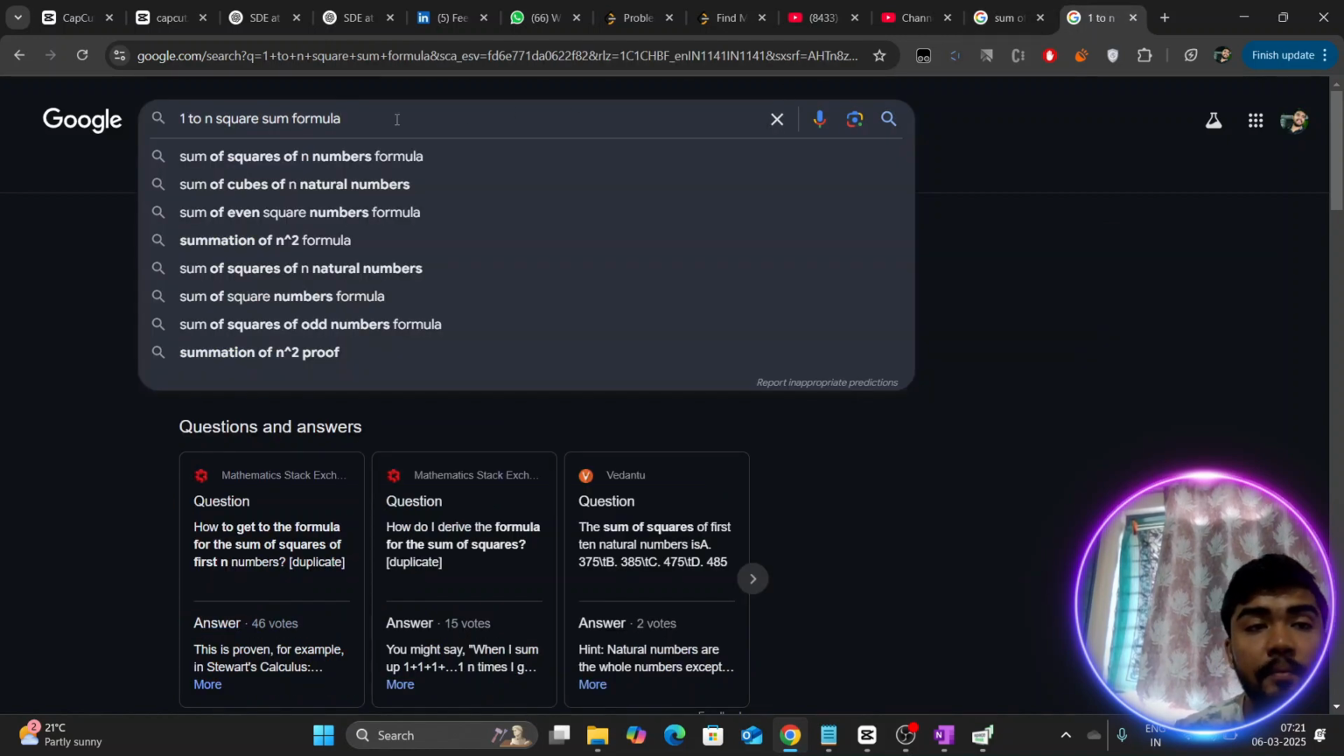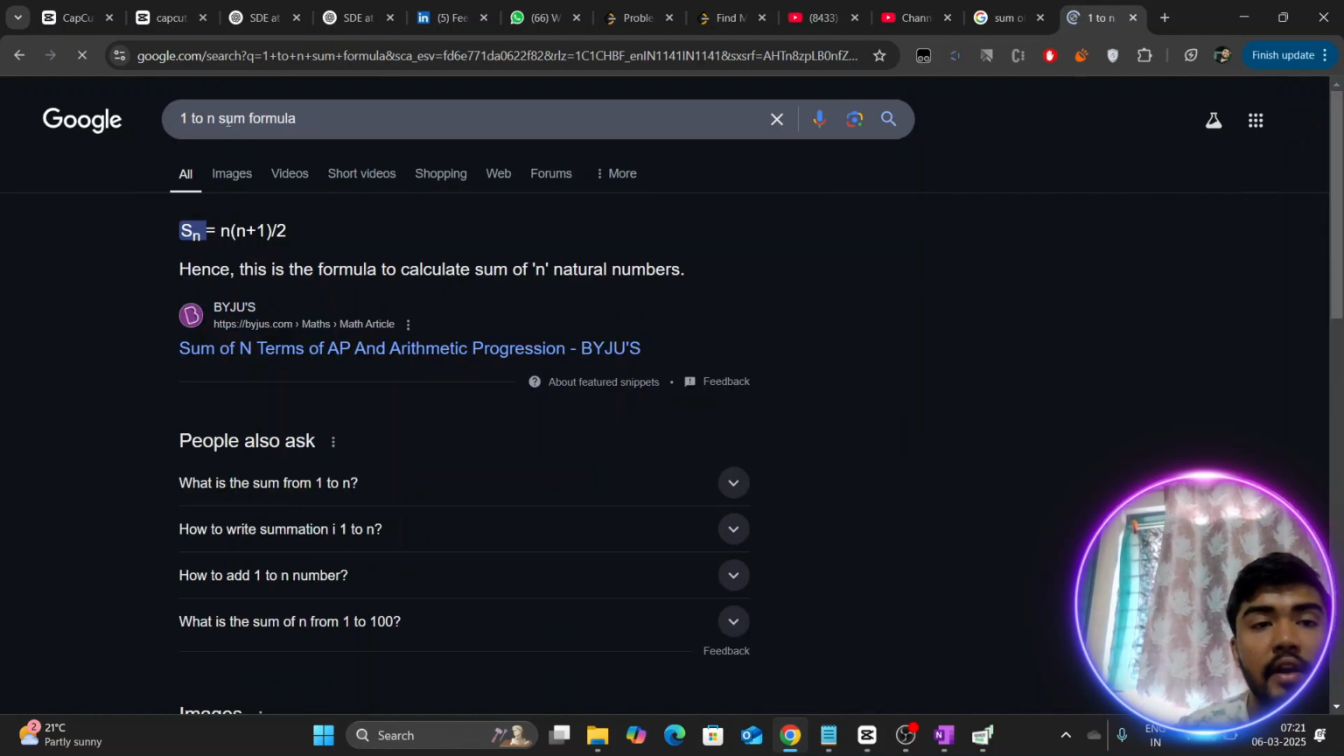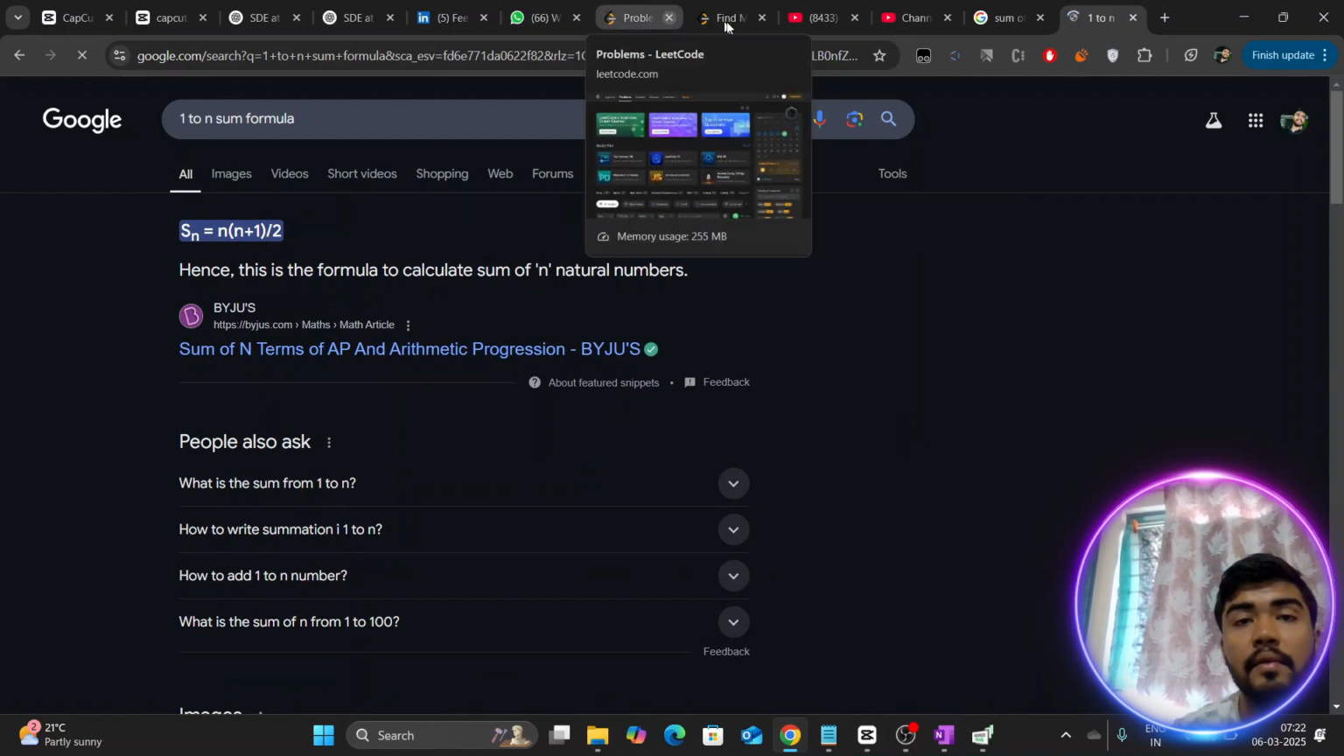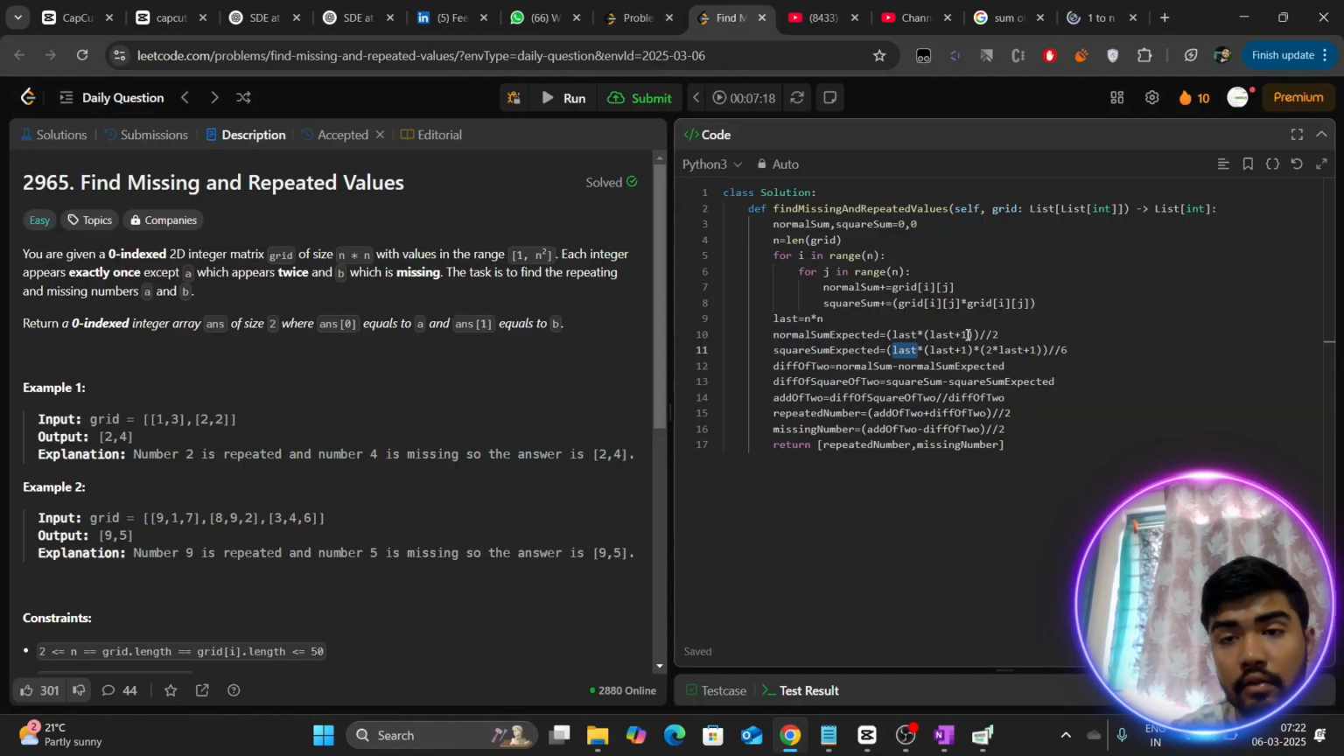And the normal sum also I guess you are aware of. That is n into n plus 1 by 2, so that is last into last plus 1 by 2. So we have both the things: normal sum expected calculated, and square sum expected calculated.